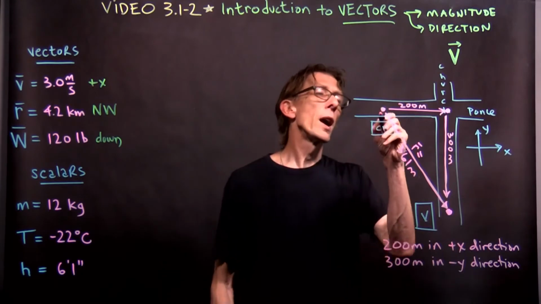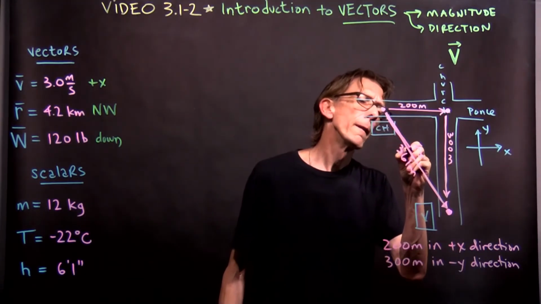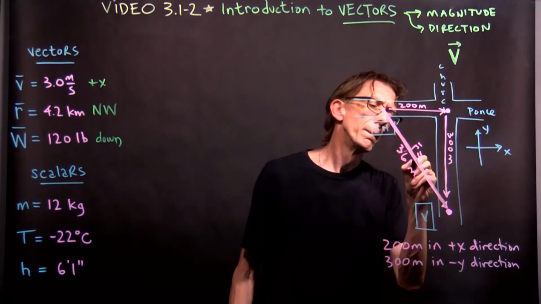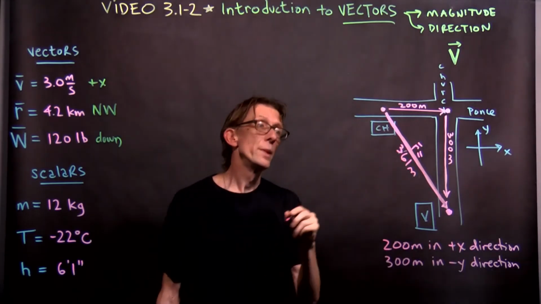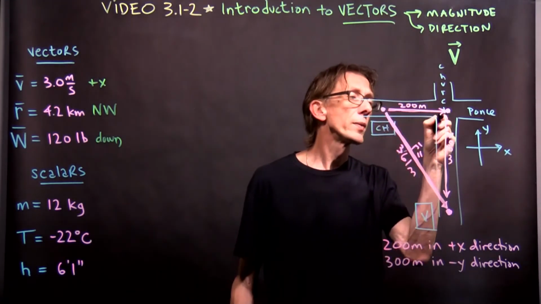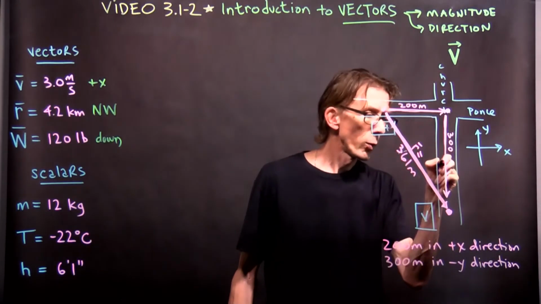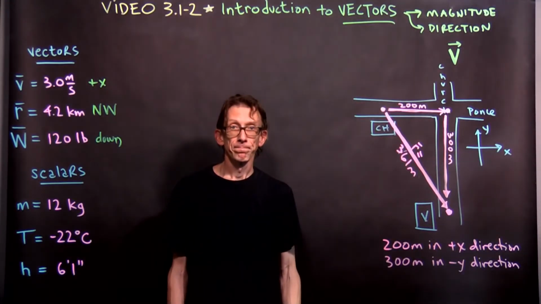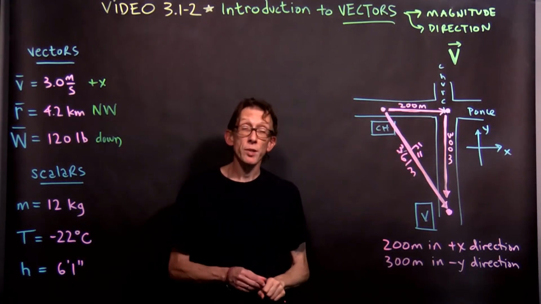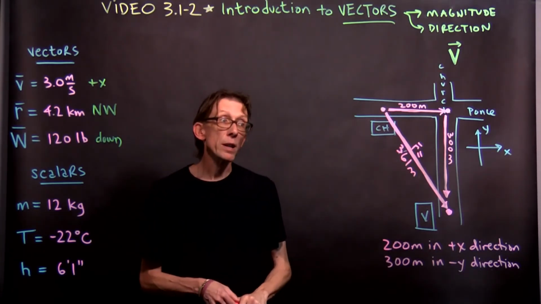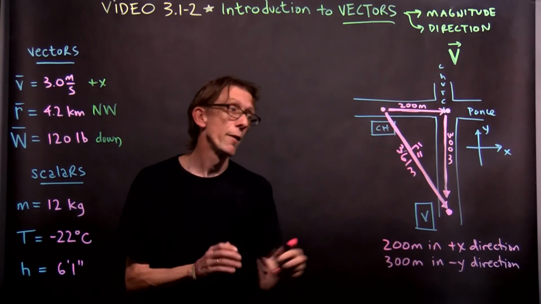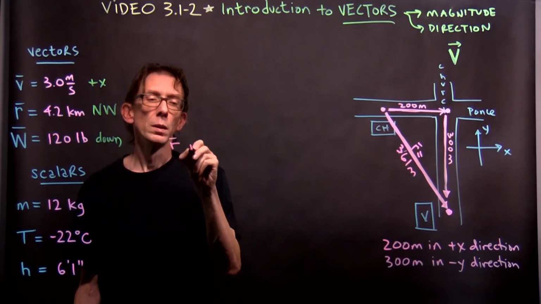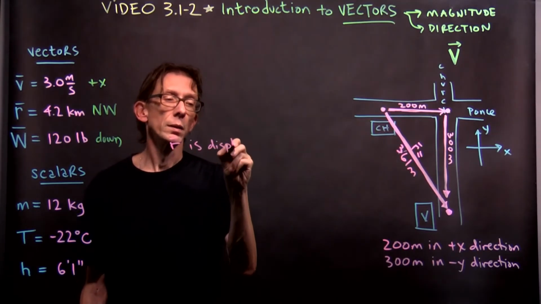Okay, so this is our total displacement vector. Whether you're a bird and you fly straight to Victory over the buildings and parking lots, or whether you're a pedestrian and you walk 200 meters in the positive x direction and then 300 meters in the negative y direction, you're going to end up at the same place. So your displacement is the same. These two numbers, in this example 200 meters and 300 meters, are called the components of the displacement vector r.